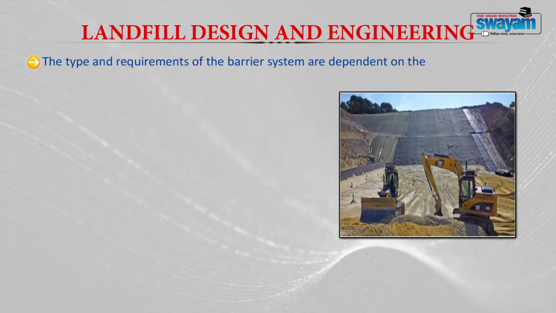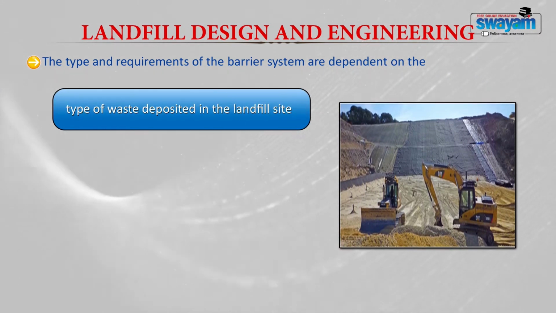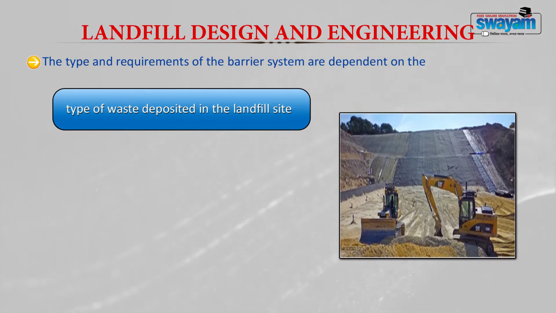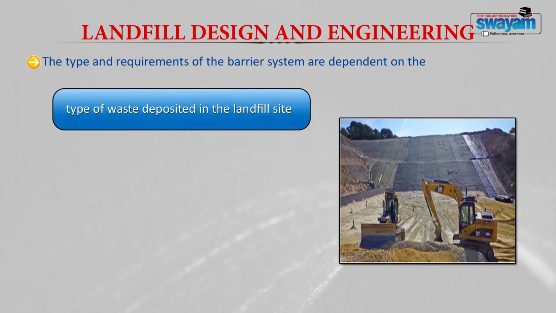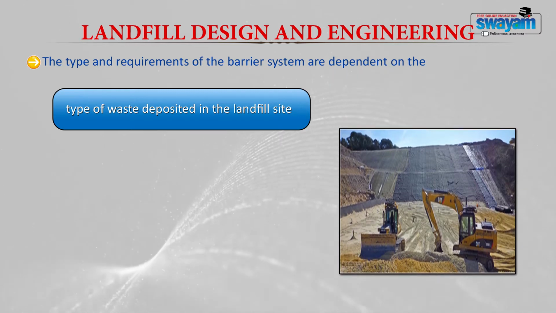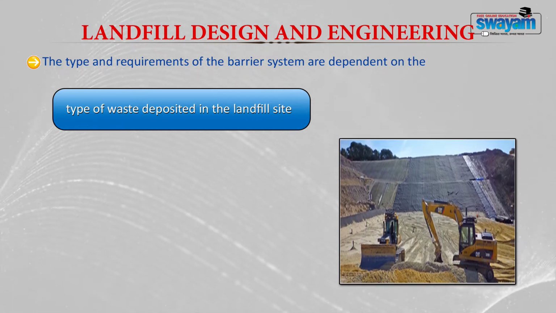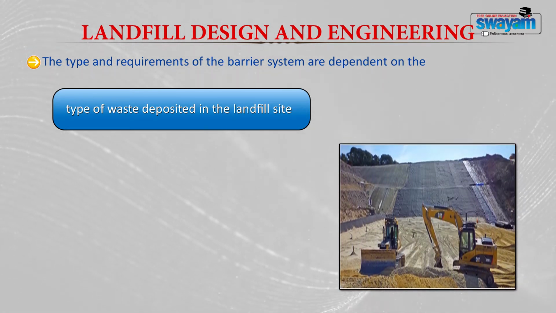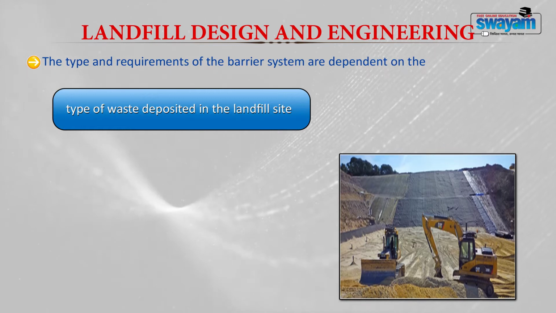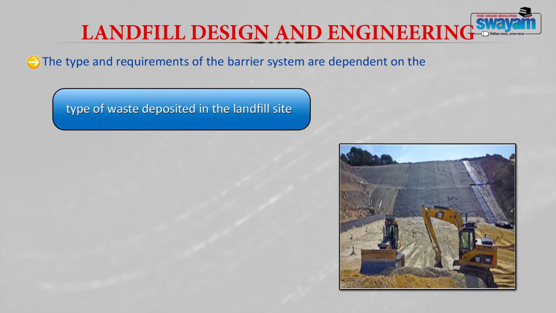Now, the type and requirement of a barrier system generally depends upon the nature of waste that is deposited onto the landfill site. For example, inert waste does not require much protection, unlike your municipal solid waste and your hazardous waste. When you compare municipal solid waste and hazardous waste, for hazardous waste you have to provide more protection, because a slight leakage of leachate from the hazardous waste can cause serious and dangerous hazard to the environment as well as to the health of an individual.